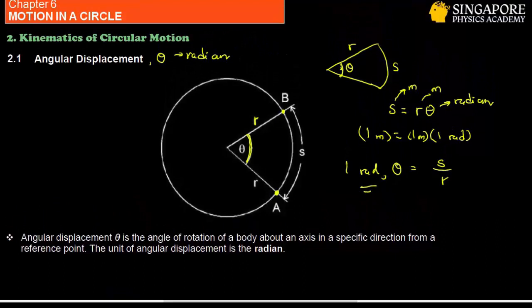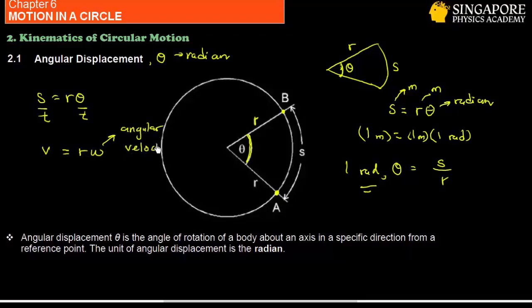Since you know that S equals R theta, if we divide both sides by time, what do you get? You get S over T. S, the displacement over time, is called the velocity. The velocity is R times theta over T. Theta over T is how much angle it travels per second. We give it a new term called angular velocity.